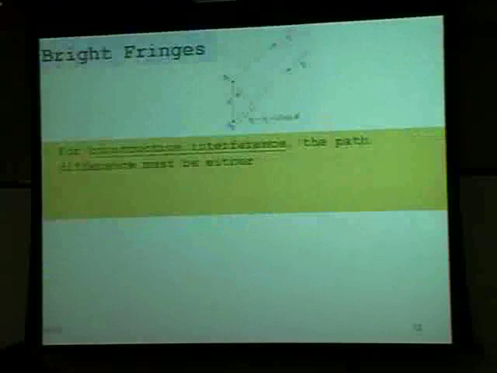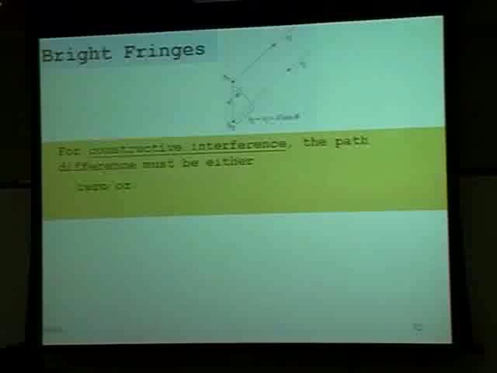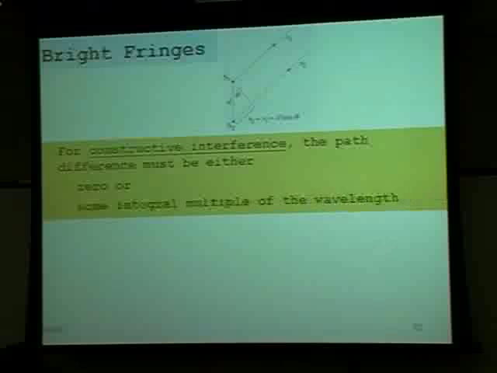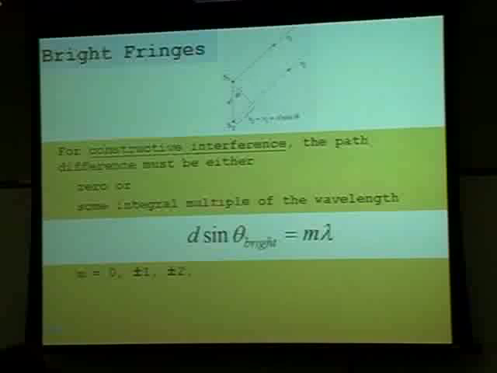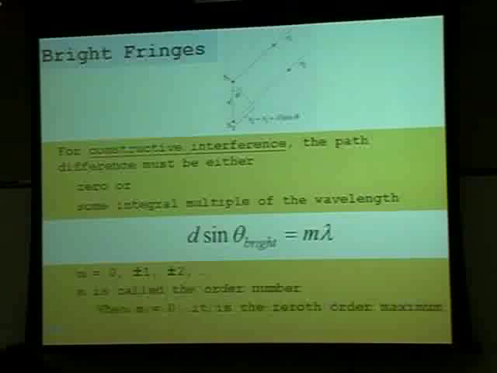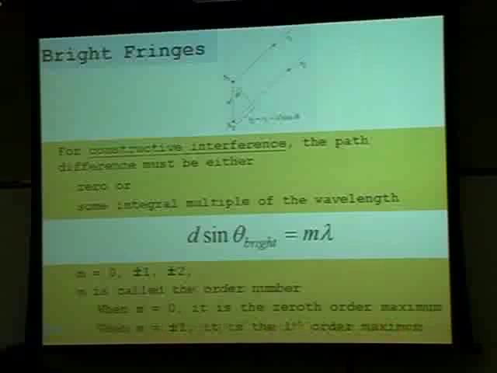So we would have a bright fringe when that path difference was either 0 or some integral multiple of the wavelength, so that you have constructive interference. So d sine theta equals m lambda, where m is equal to 0, plus or minus 1, plus or minus 2, and so forth. m is called the order number, and there's the 0th order maximum, plus or minus 1 the first order maximum, and so forth. This is for constructive interference.